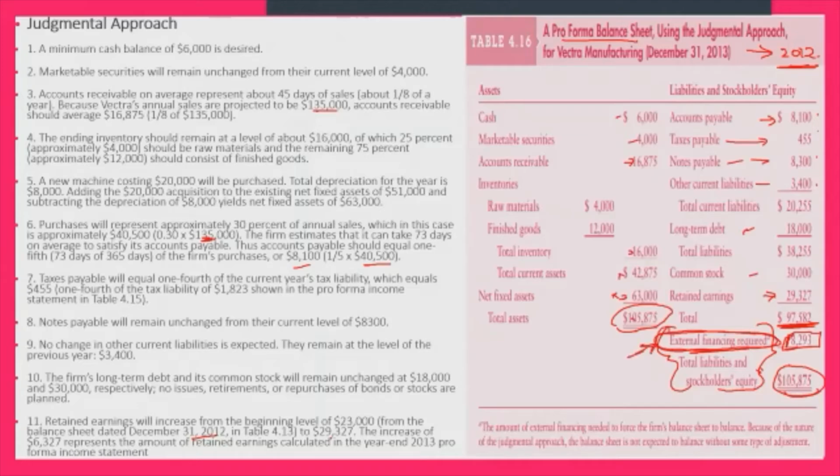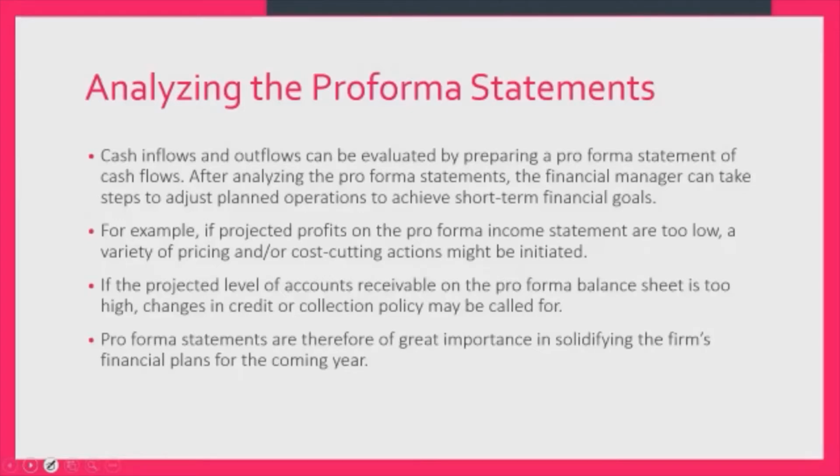Now, this is important for decision making. How would you use this figure for decision making? Think about it. If you're in a live class, I'd like to hear some answers. How can we get this money? Again, it could be a short-term notes payable. We're going to look for some loans to cover our financing needs. So that balancing figure, when you're given this problem, is your external financing that balances your pro forma balance sheet. Now, cash inflow and outflow can be evaluated by preparing a pro forma statement of cash flows.